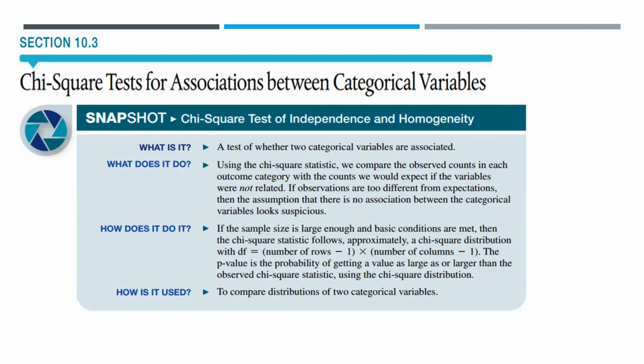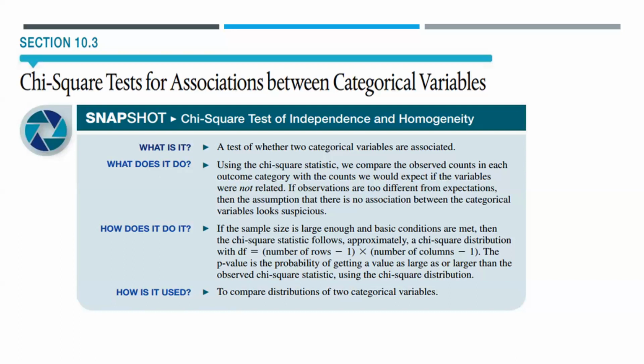How does it do it? If the sample size is large enough and basic conditions are met, then the chi-square statistic follows approximately a chi-square distribution with the degrees of freedom, one less than the number of rows times one less than the number of columns.